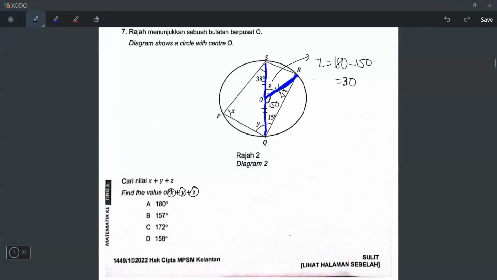Because we can see this is a straight line, right? This is a straight line. So Z is 30. But I haven't finished yet. I still have to find X and Y. And then Z, and then all add together. So how to find X and Y? Okay, maybe I won't erase this. 15, 130. And then Z is 30, right?